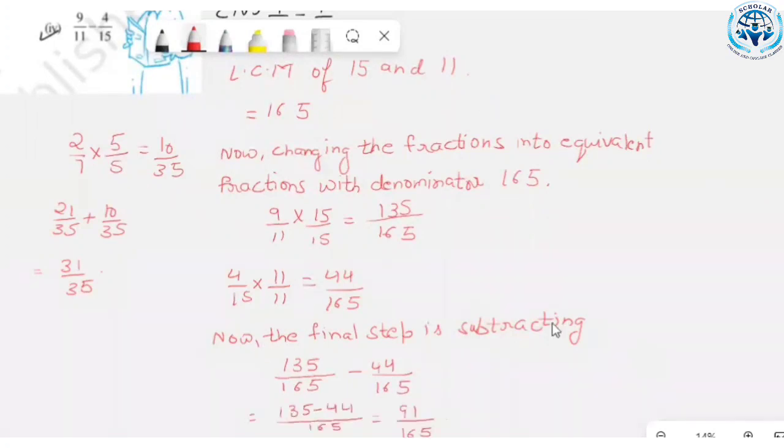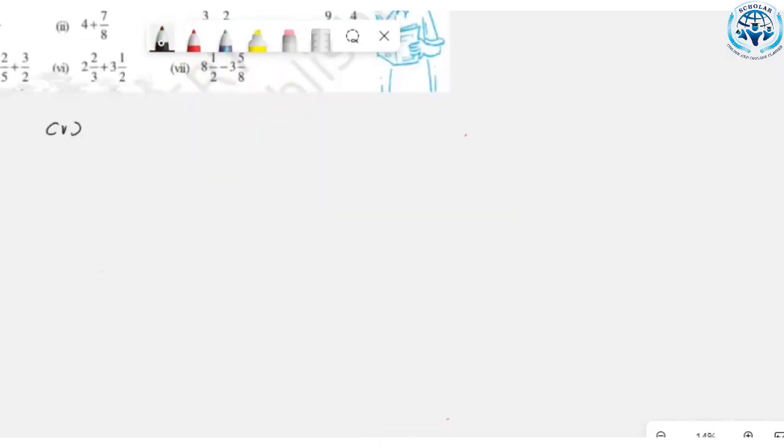The final answer is 91 upon 165. We will subtract the numerators, and the denominator will be written as it is. Next part.